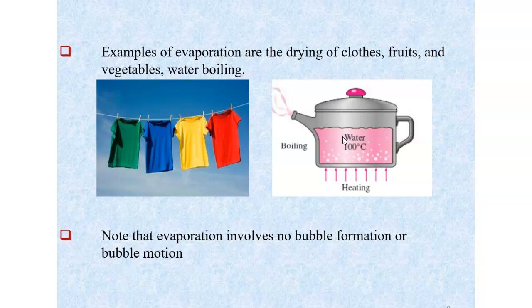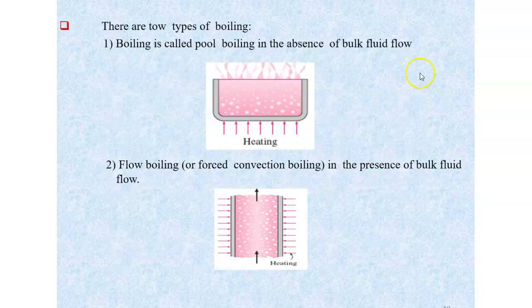Okay, next, examples of evaporation are drying of clothes, fruits, vegetables, and boiling waters. Note that evaporation involves no bubble formation or bubble motion. So this is evaporation, there is no bubble formation over here and no bubble motions. Okay, now let's look at the two types of boiling.